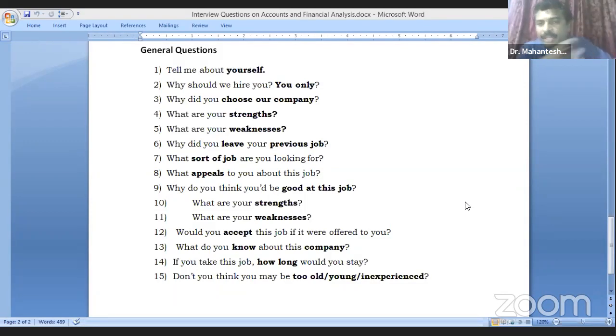Although I don't have any prior experience, my academic performance is good, my credentials are good, I'm ambitious, I'm goal oriented, objective oriented, I want to make a career in this field. So I don't think that age or inexperience is going to hamper in any way the progress of my individual growth as well as the progress of the organization. You can answer the questions like that.